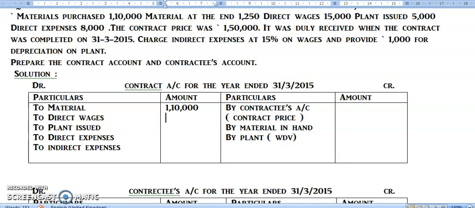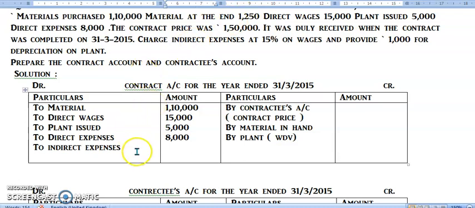After that you have direct wages, which is 15,000 rupees. After that you have plant issued, which will be rupees 5,000. After that you have direct expenses, which are also given in your question, rupees 8,000.